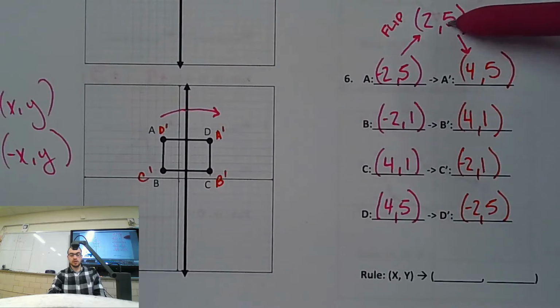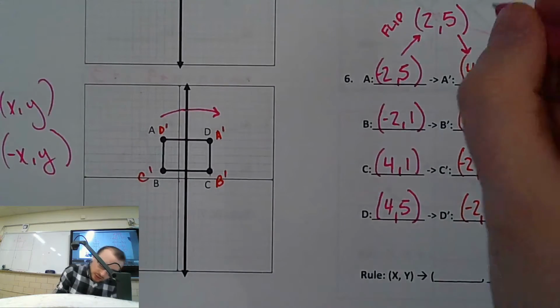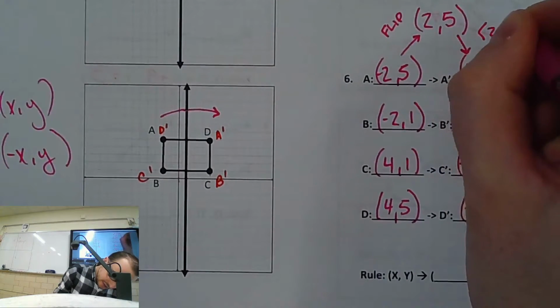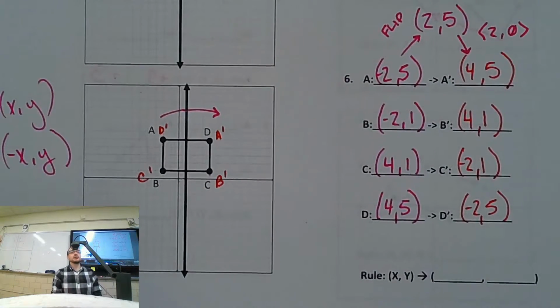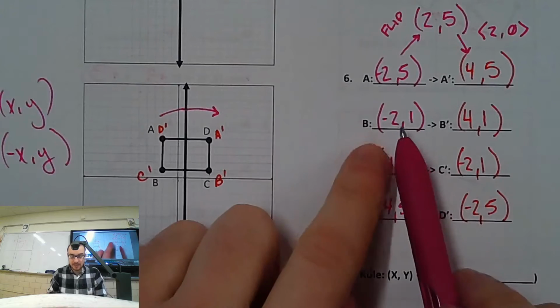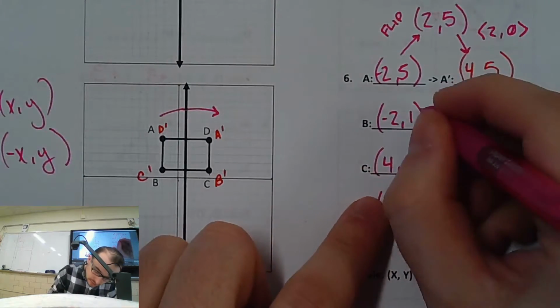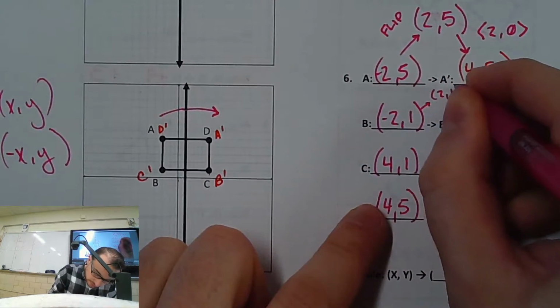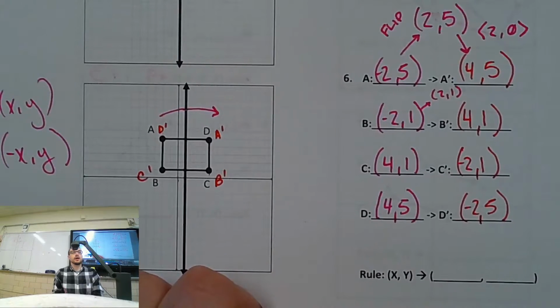What do I do? Plus 2 to the x, right? So what we did here is we did a vector, a slide, 2 to the right, 0 for the y. And that's how we get there. Now, does that rule work for all of them? Let's check it out. If I take this one and I negate it, I get 2, 1, right?